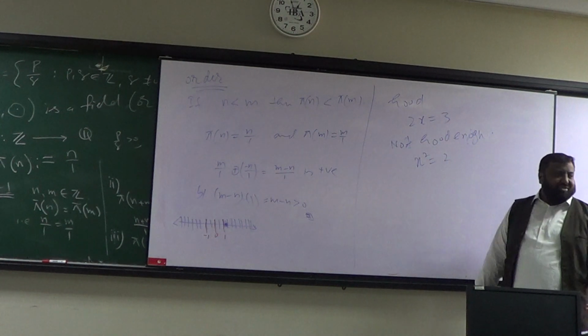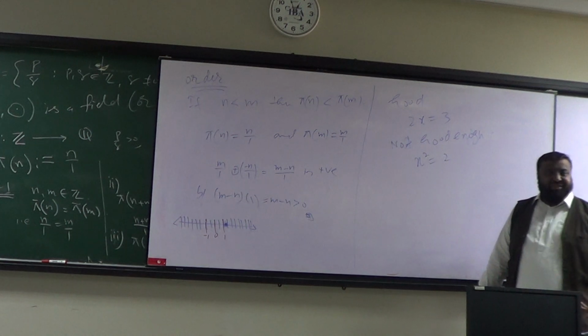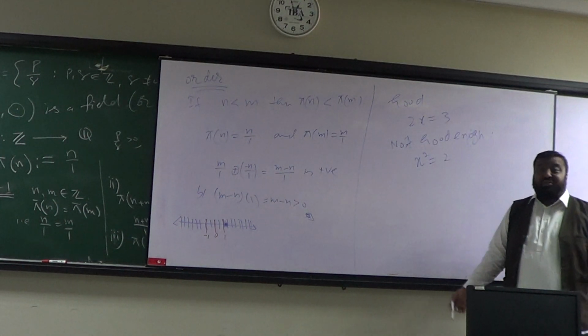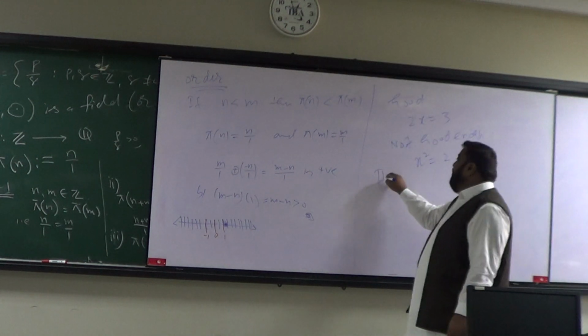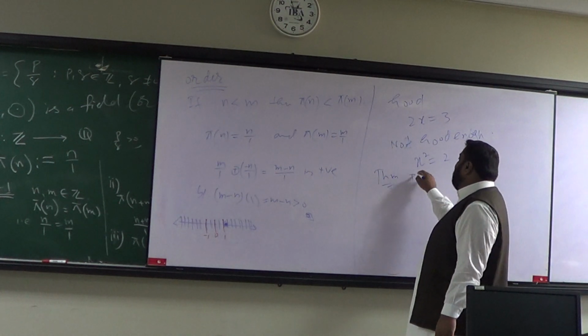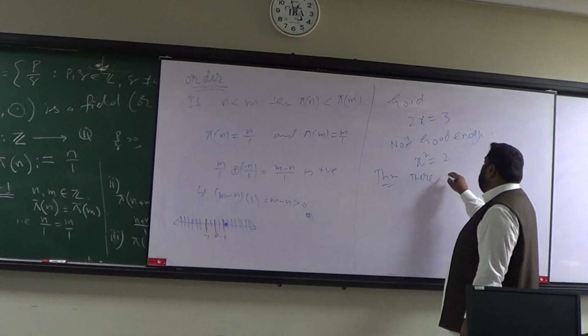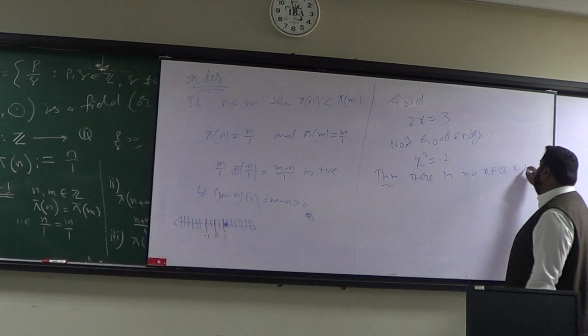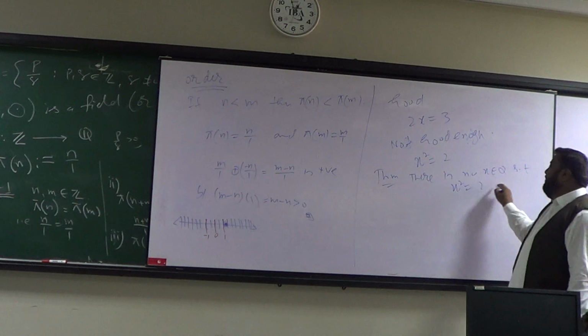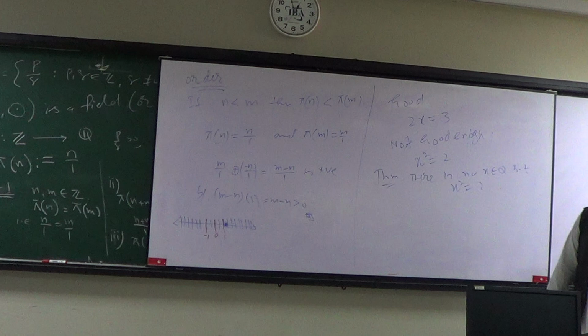But how do you know that you don't have a solution of x squared equal to 2? Maybe there is a rational solution. We don't know that. But we can actually prove there is no rational x in Q such that x squared equals 2. How are you going to show that?